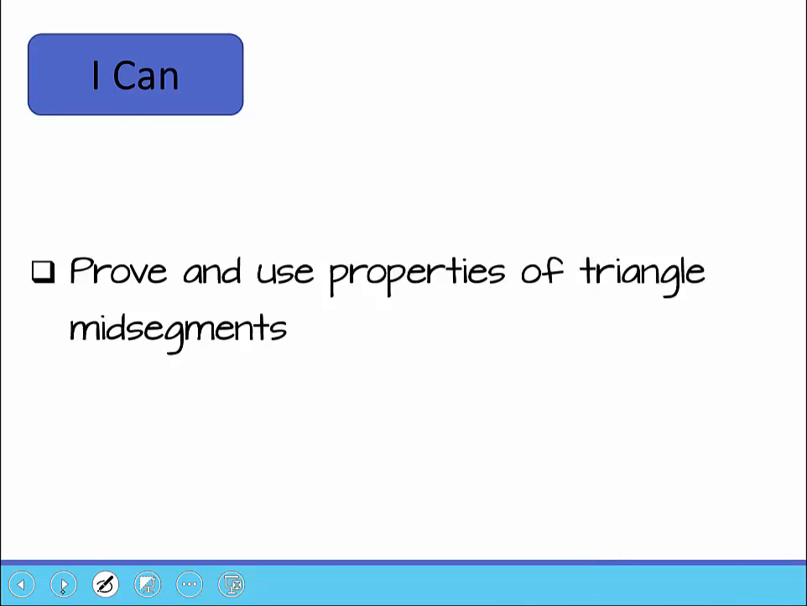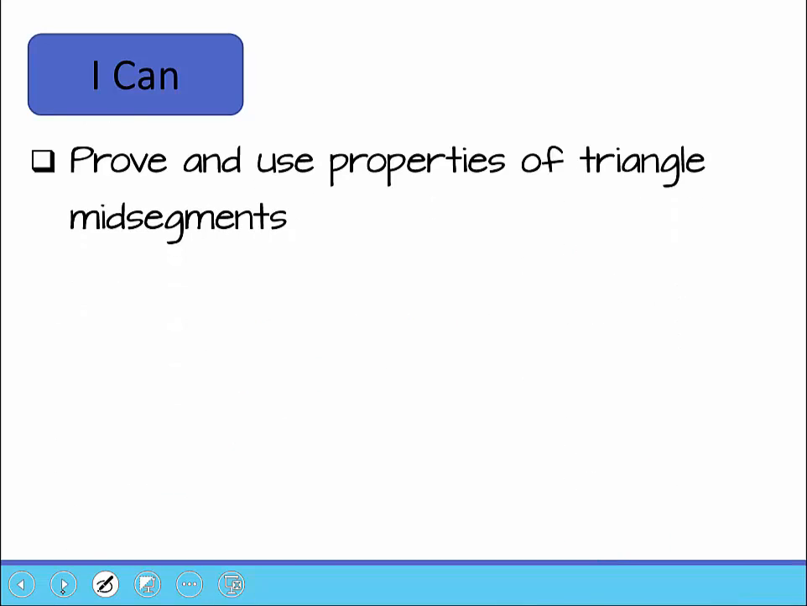So you should be able to prove and use properties of triangle midsegments. We already proved it, so we will be focusing a lot on using it in class tomorrow. Make sure you write down any questions you have, and we can go over them then.